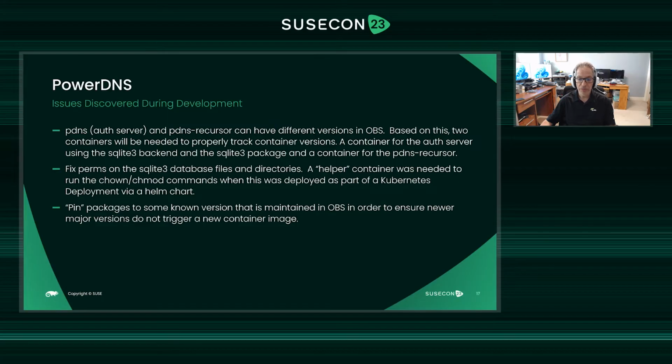A second issue was related to changing permissions on the SQLite3 database files and directories. When the container is deployed using a Kubernetes deployment or Helm chart, there were issues when the permissions of the SQLite3 database directory were changed to the pdns user. This was solved using a helper container that is run at startup as a privileged user and executes the required chown and chmod commands and then exits.